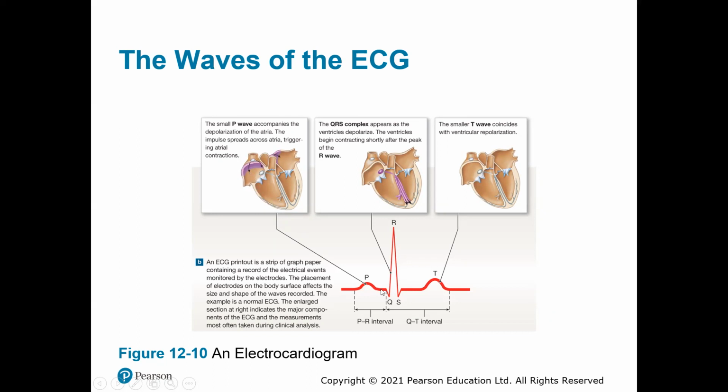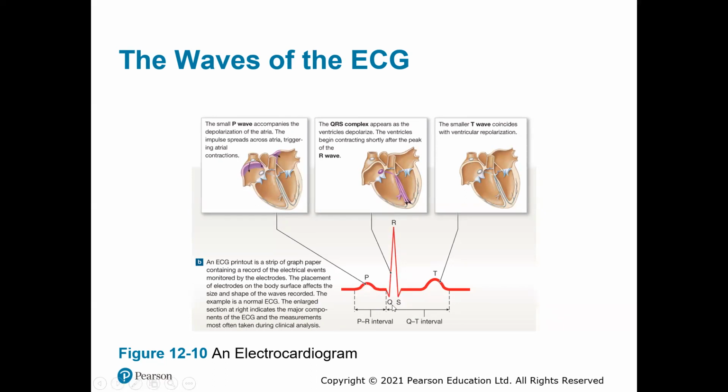So this is the depolarization, or the spreading of the signal, through the muscle cells of the atria. The QRS complex, which is much bigger, correlates with the depolarization of the muscle cells surrounding both ventricles.